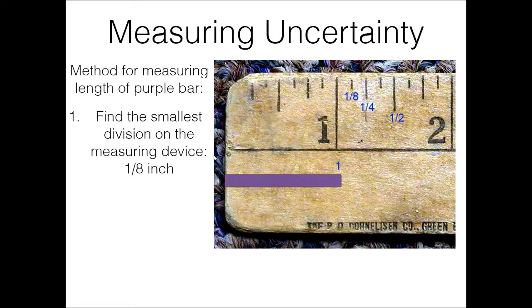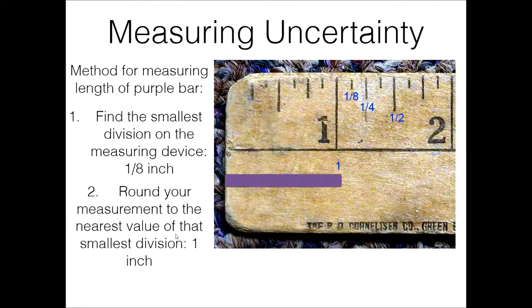Okay, here's what you do. Number one, you find the smallest division on the measuring device, and we already did. It's 1/8 of an inch. Consecutive tick marks are separated by 1/8 of an inch. Number two, round your measurement to the nearest value of that smallest division. Well, if we line this purple rectangle up so that it zeroes on the edge of our meter stick, which represents zero, it comes closest to the whole 1 inch mark, okay? I know it's a little bit bigger than that, but it's not as big as the next 1/8. It's closer to this line for the 1 inch mark.